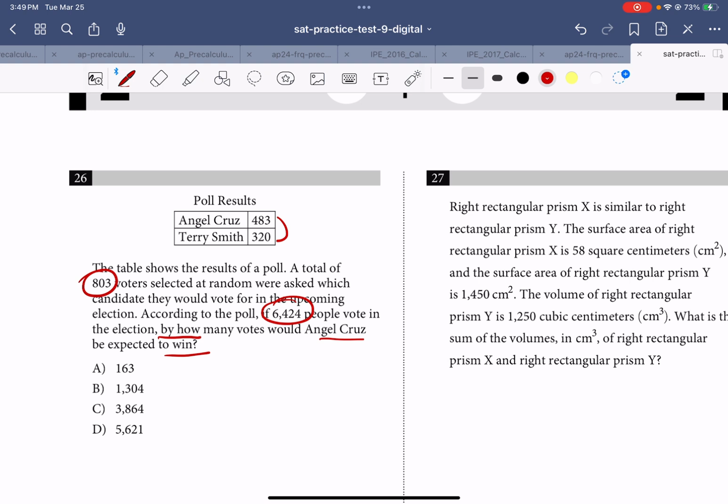So let's look at this sample. Angel Cruz will definitely win, because 488 versus 320 votes. So win by how many? 483 minus 320, if you compute this, is 163. So in the sample, Angel Cruz wins by 163 votes, out of 803 votes. But the total actual vote is 6,424 votes. Actually, how many votes will Angel Cruz win by?